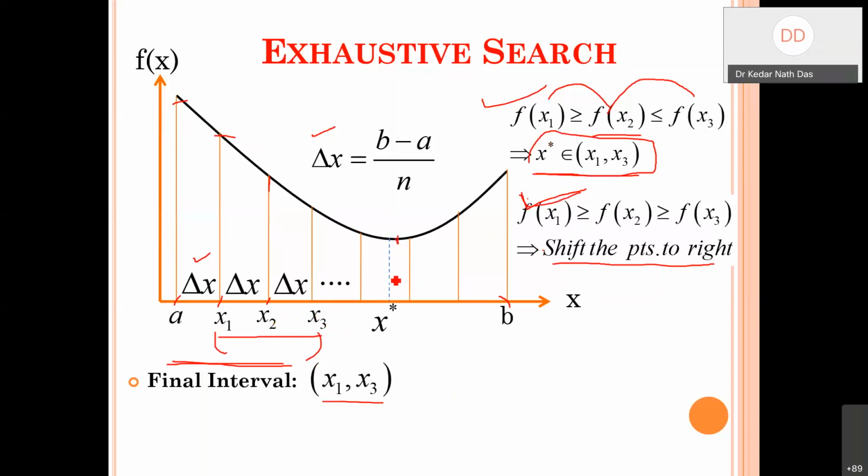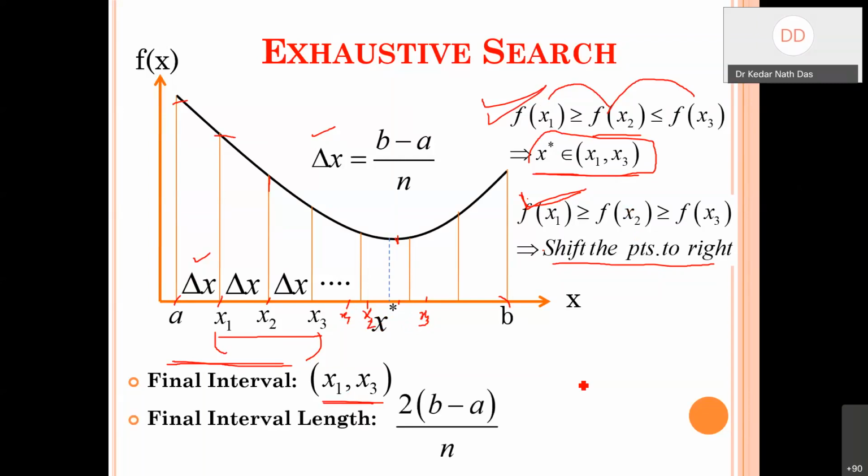Whenever the optimum solution comes into that bracket, x3 will be to the right of it, x2 may be somewhere here, and x1 somewhere here. Then only you can have the condition where the function value at x2 is smaller than the function values at x1 and x3, and x2 is bracketed between x1 and x3. So finally, we have a final interval length of twice b minus a upon n, because b minus a upon n is delta x, and x1 to x3 will be twice delta x.